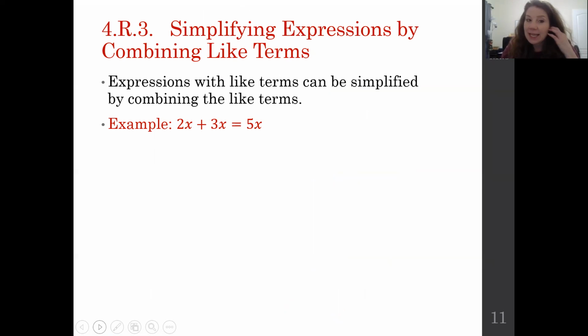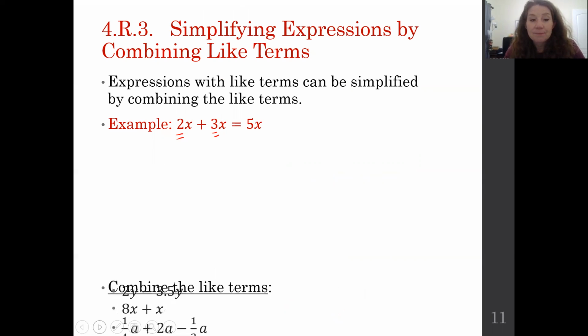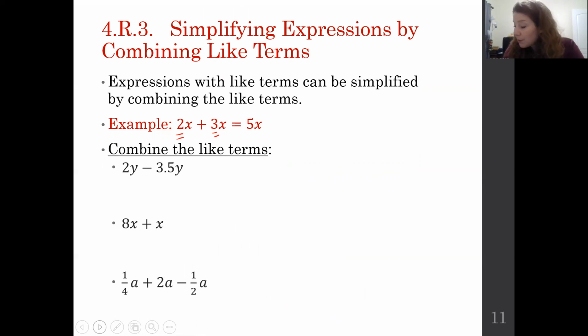Isn't that easy? All right, so then we're going to try combining like terms. In other words, we're simplifying expressions. So when you have 2 like terms, you can add or subtract their coefficients. For example, if we have 2x plus 3x, since these are like terms, you can combine +2 and +3, and we would get +5x.